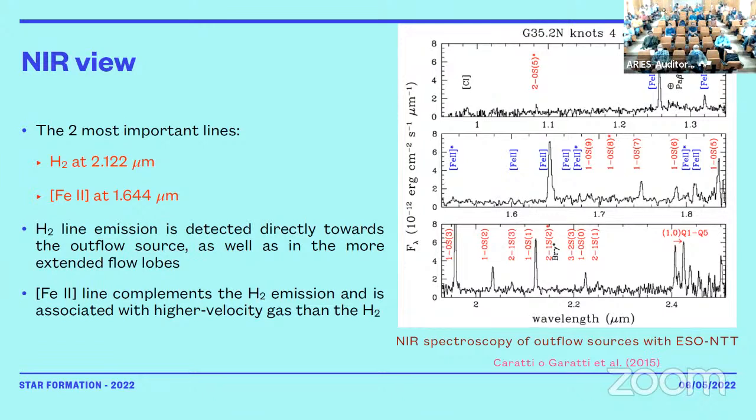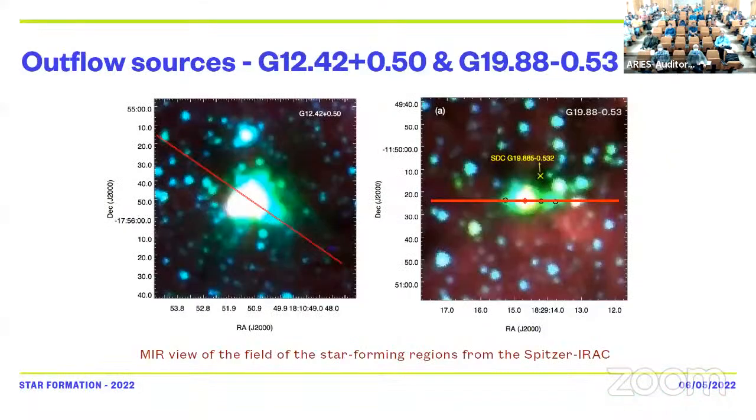Now, despite the importance of near infrared imaging and spectroscopic analysis to understand the properties of protostellar jets, especially for massive stars where the accretion process cannot be observed since it is highly embedded, such studies are still limited. So keeping this in mind, we have carried out dedicated spectroscopic observations towards a couple of outflow sources, G12.42+0.50 and G19.88-0.53.